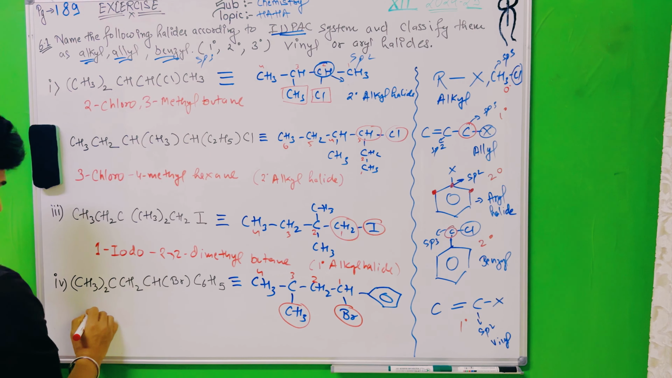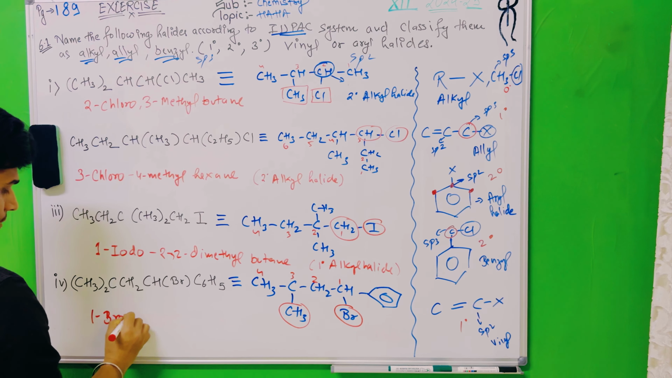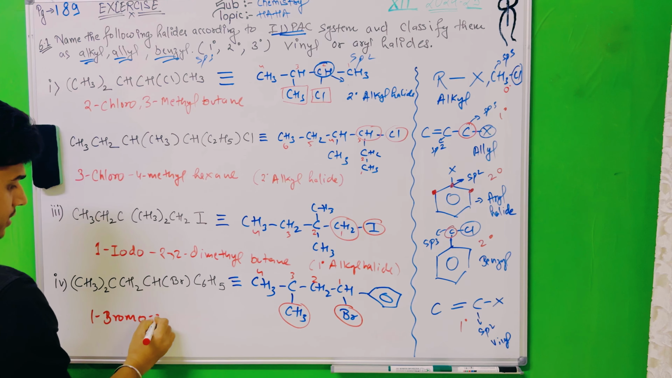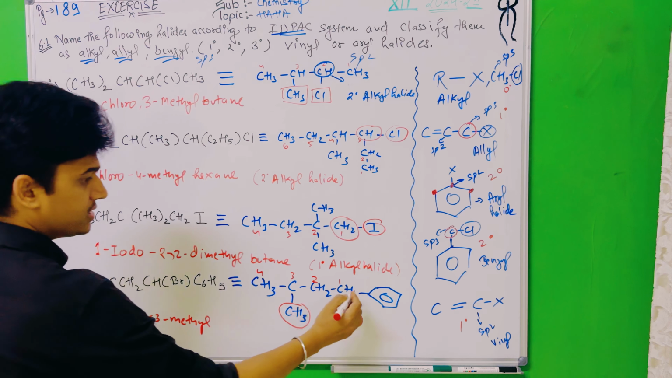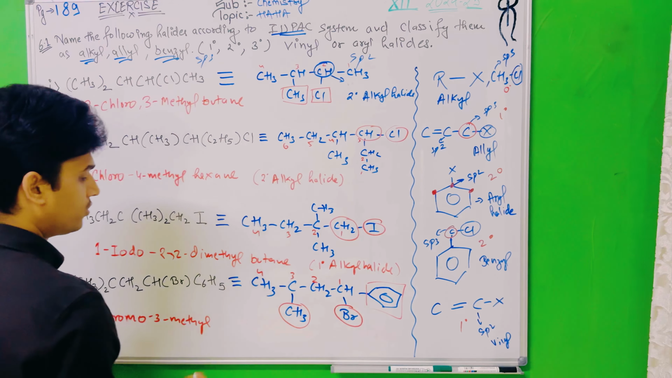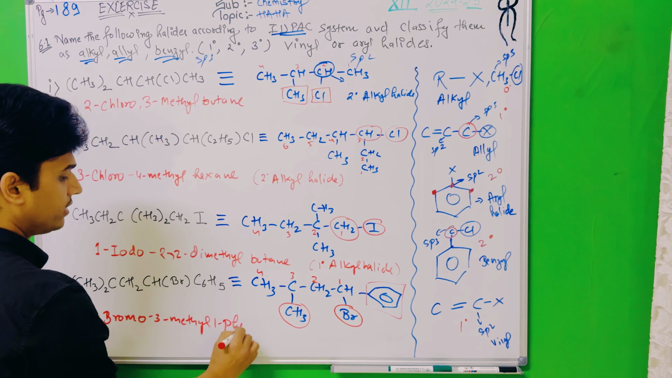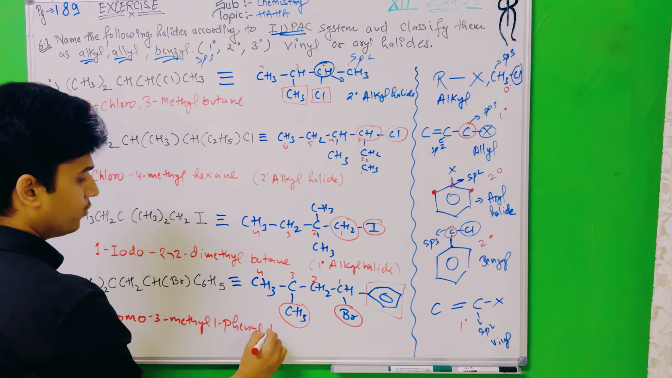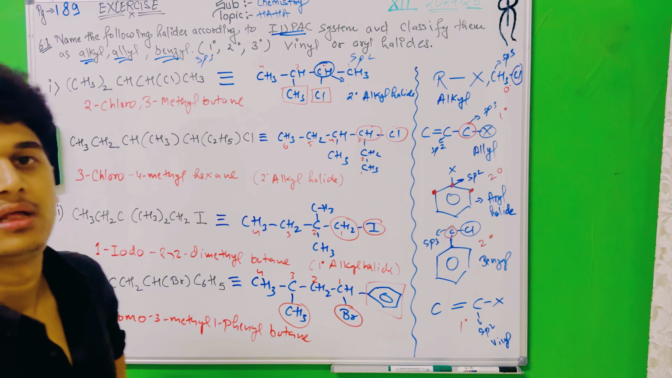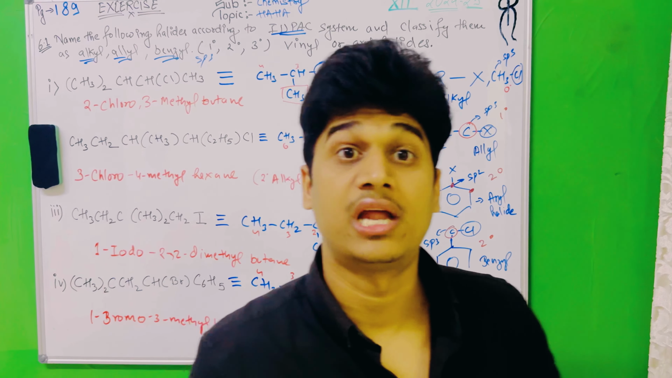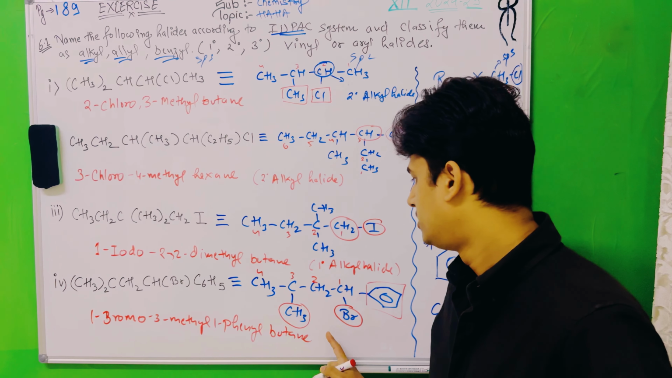So 1-bromo, 3-methyl. This will also act as a branch. This is known as the phenyl group here. Phenyl butane. A benzene ring, when written in IUPAC, is known as phenyl because we are using it as a substituent over here. So phenyl butane.